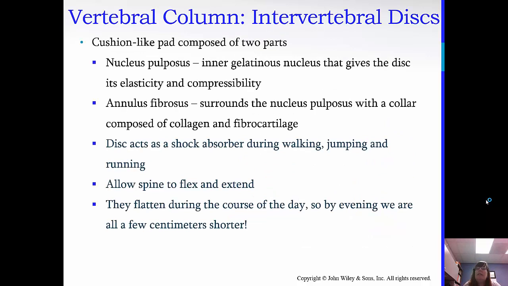So the nucleus pulposus is that inner gelatinous material. That's what gives it its elasticity and compressibility. The annulus fibrosus surrounds that, and that's composed of collagen and fibrocartilage, so that's where the strength comes from. Again, they act as shock absorbers during all activities, and they allow the spine to flex and extend. So they flatten during the day, so by the night you're actually a few centimeters shorter than you were when you woke up. But again, they rebound, they're elastic, and they go back to normal, so you'll be your normal height in the morning.